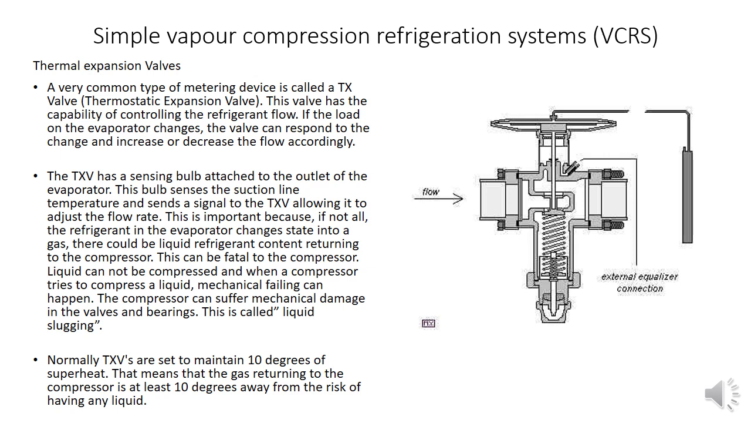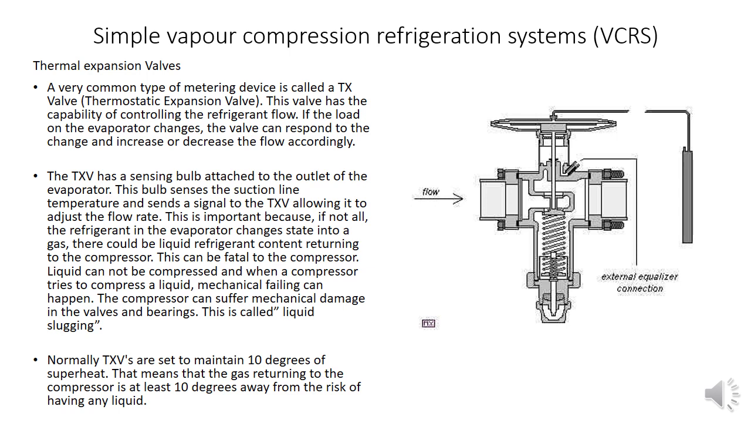Continuing from the previous slide, the thermostatic expansion valve has the capability of controlling the refrigerant flow according to the fluctuation of load. So it responds to the change and increase of the load in the flow. It has a sensing bulb attached to the outlet of the evaporator. This bulb senses the suction line temperature and sends a signal to the thermal expansion valve, allowing it to adjust the flow rate.